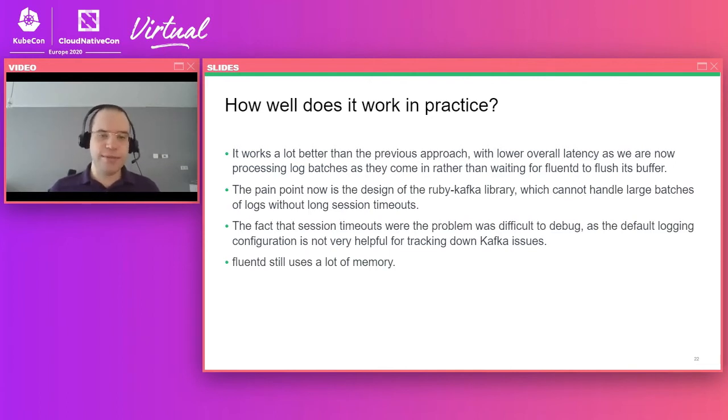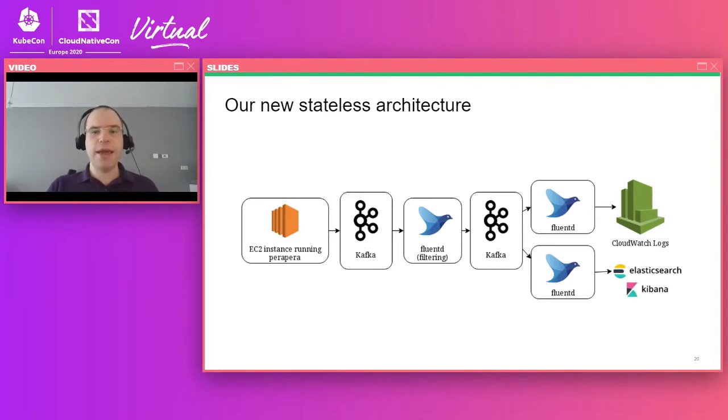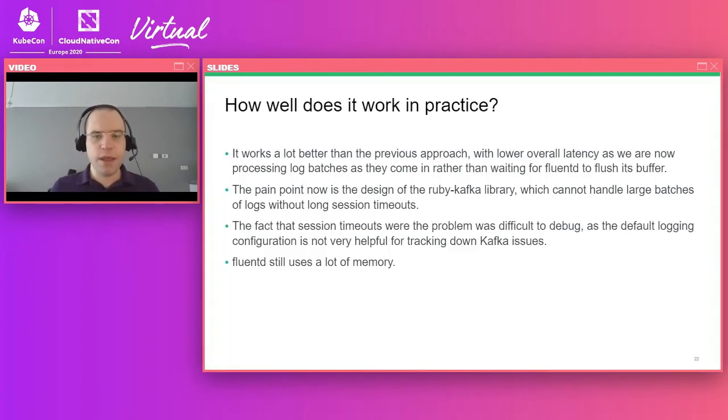And also Fluentd still uses a lot of memory, on the order of several gigabytes per Fluentd process. So if we go back to the diagram that I had here, each of these Fluentds is using several gigabytes of memory, and of course if you want them to be highly available, then you're running multiple Fluentds for each of these Fluentd boxes in this diagram. So we can afford it, but it's also not ideal, especially when we're not processing log batches that big.